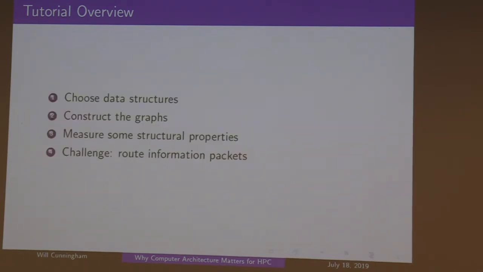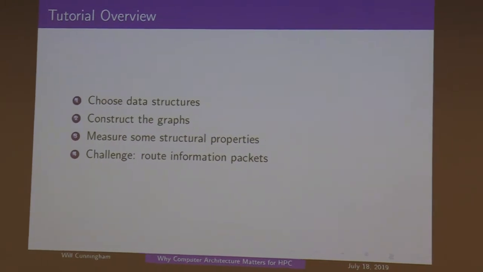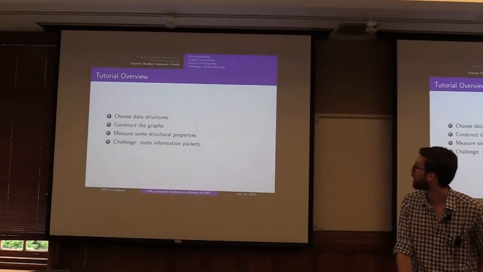So the general layout of what I want to do is first we're going to think about what data structures we want to model these graphs. Then we're going to construct them. Then we're going to perhaps measure some simple structural properties. And then as a challenge, route information packets.